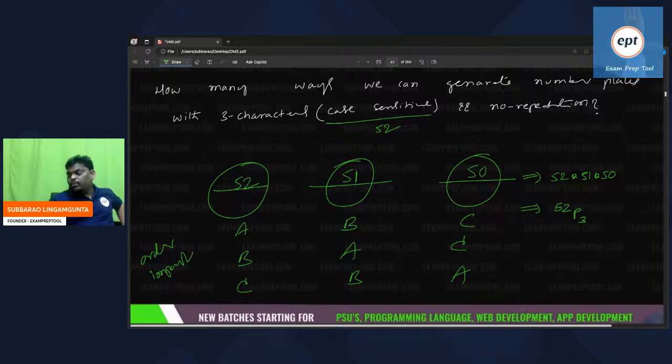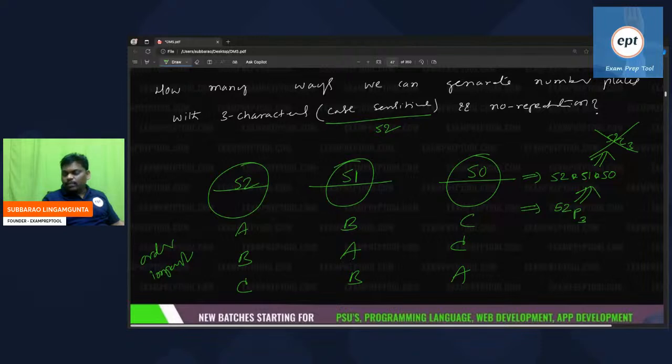Out of 52 people, selecting 3 people, but order is also important: 52P3. If you want, you can verify. 52P3 is 52 factorial by (52 minus 3) factorial, that is 49 factorial. Below 49 factorial and above 49 factorial both cancel, leaving 52 into 51 into 50. But remember, this is not 52C3. Order is important.